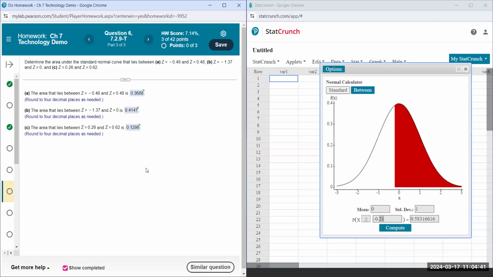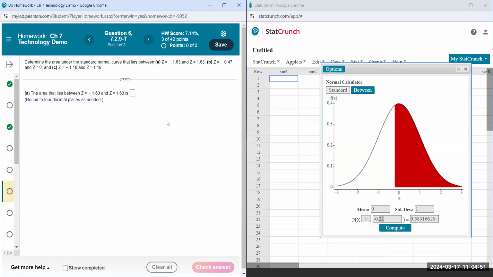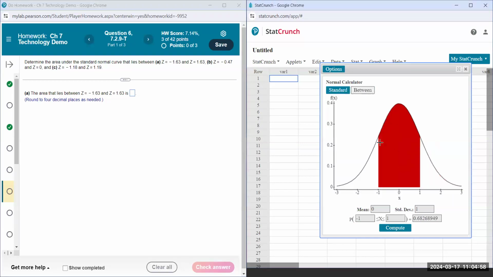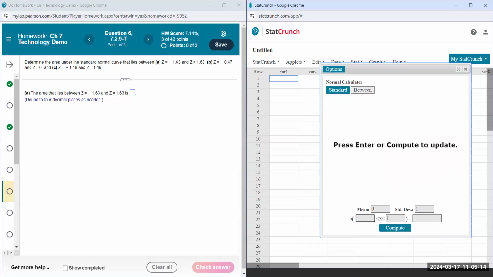Problem number 6. Now we want the area that's between these two cutoffs. So the between one is here. See how it's shaded between two cutoffs? Here it's between one standard deviation. And remember, when you're one standard deviation, the empirical rule says that you cover about 68%. It's not exactly 68%.